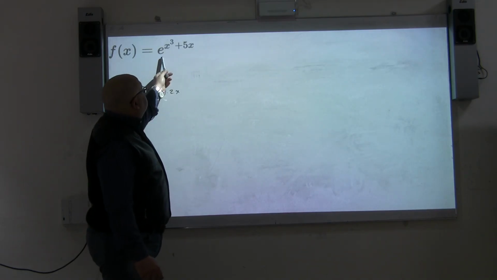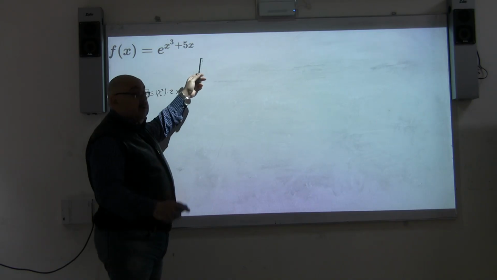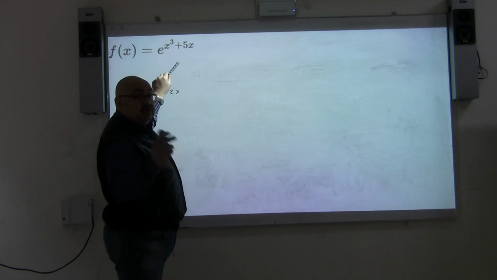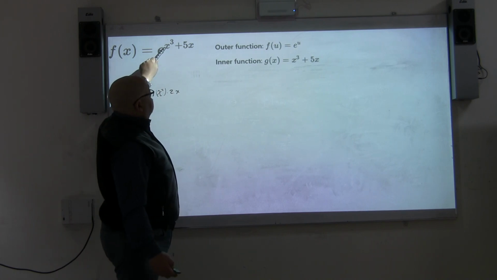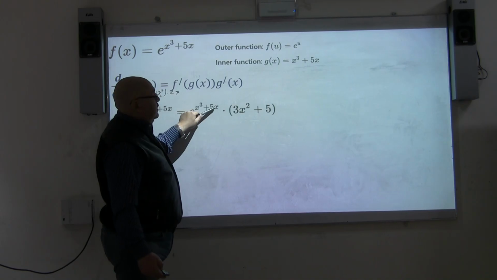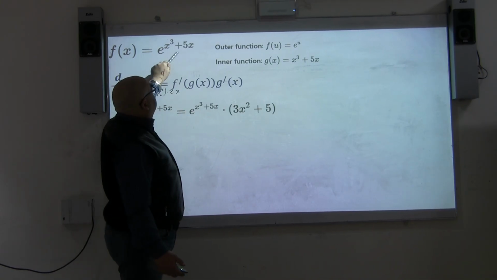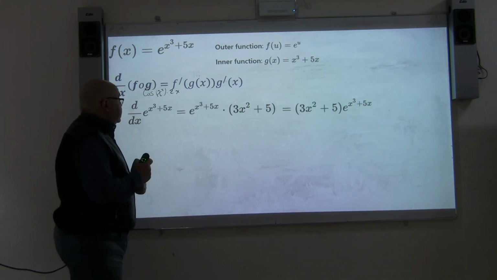Also, if I have this problem, which is e to the power of x cubed plus 5x, I will differentiate the outer function times the derivative of the inner function. The derivative of the outer function is the function itself, e to the x cubed plus 5x, times the derivative of the inner function, which is 3x squared plus 5, as you can see.